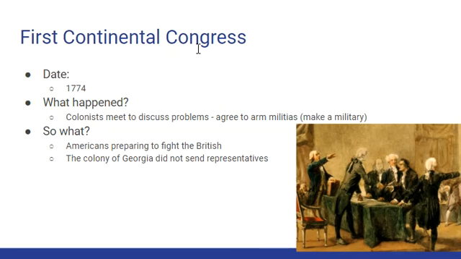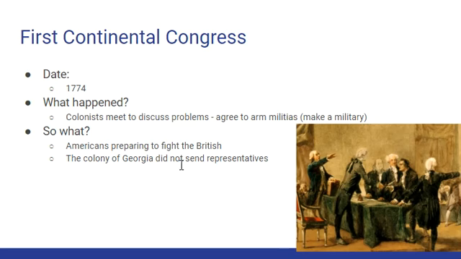So there's the First Continental Congress, and this happened in 1774. Colonists meet to discuss problems and agree to arm militias, which when you see militias, that just means military army. Essentially a bunch of the colonists from all the different colonies, like from Virginia and Massachusetts and Rhode Island, all met and started talking about how bad England is. And this is important because Americans are preparing to fight the British.